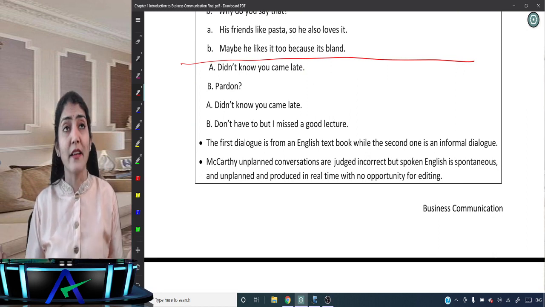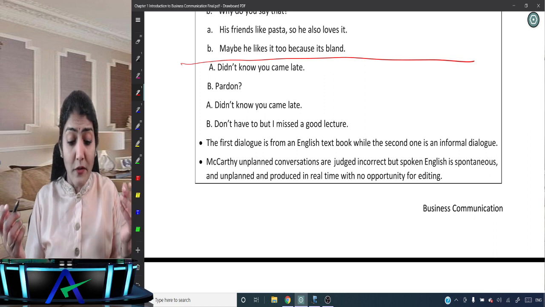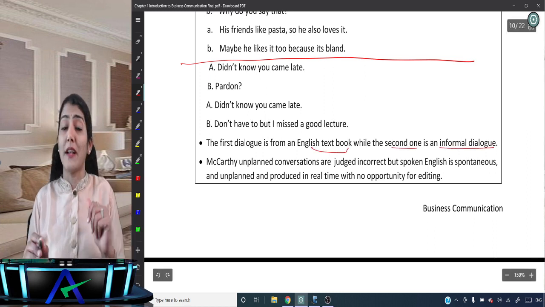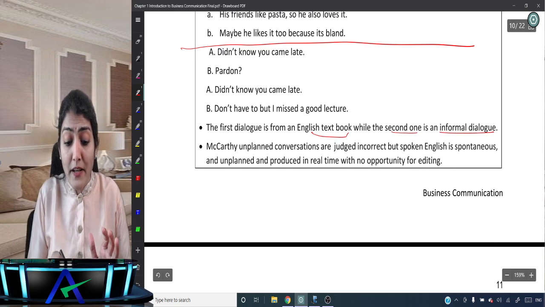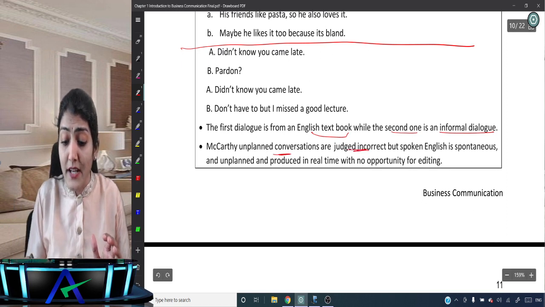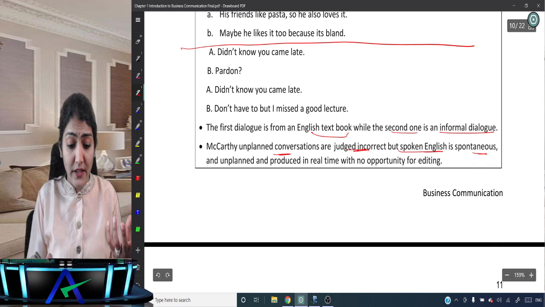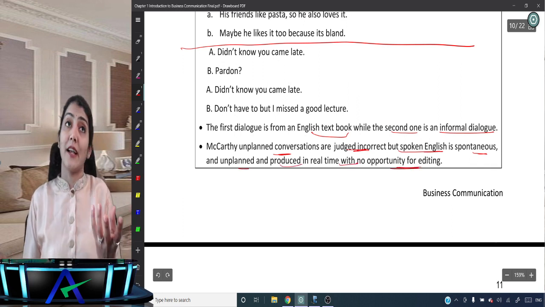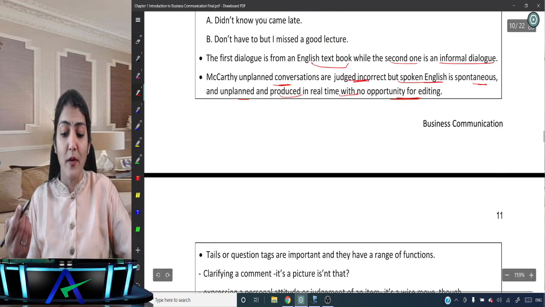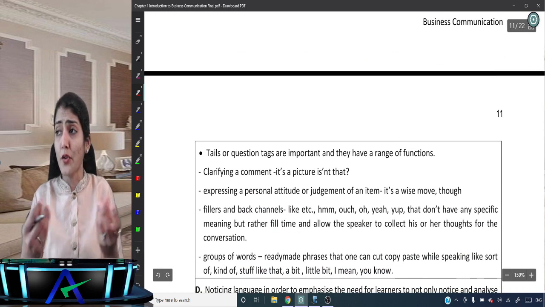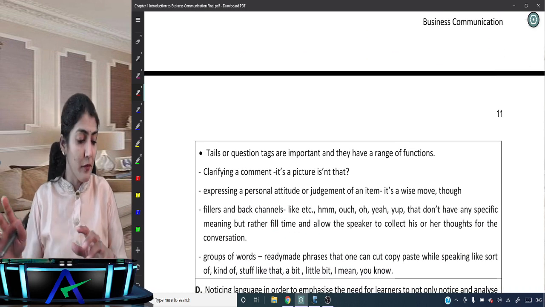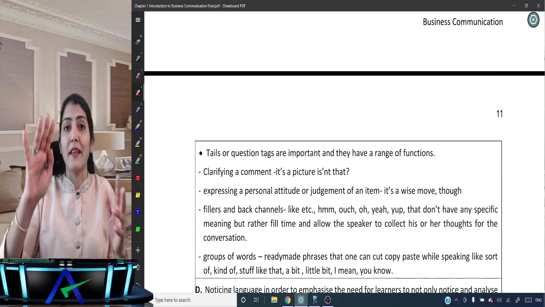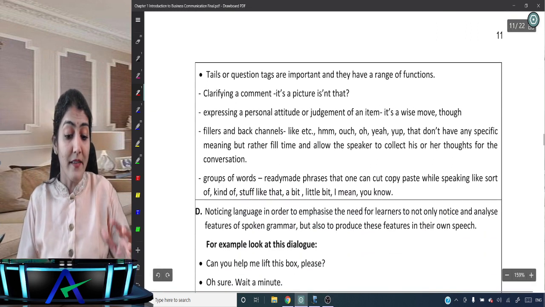Now, what is this English? What is this grammar? Right, so the first dialogue is from an English textbook, while the second one is an informal dialogue. Right, McCarthy: unplanned conversations are judged incorrect, but spoken English is spontaneous, unplanned, and produced in real time with no opportunity for editing. And so, on a real time basis, you have to be speaking. It's not like written, where you can backspace and go back and edit and do spelling and grammar check and all. Right, it's real time, right?